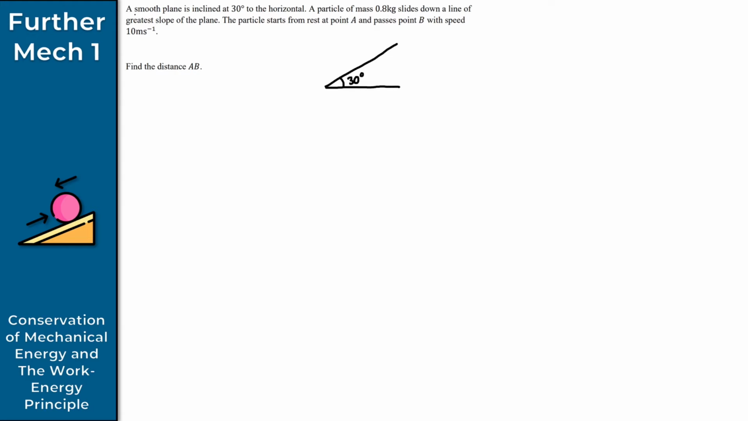A quick note here: the fact that the plane is smooth is good. It just tells us that there is no friction to account for with this problem. So I've also got the particle A. The particle starts from rest at point A, and it slides down this plane. So this here is the particle A. We've got the weight acting vertically downwards. We have a particle of mass 0.8 kilograms, so my weight here is 0.8g newtons.